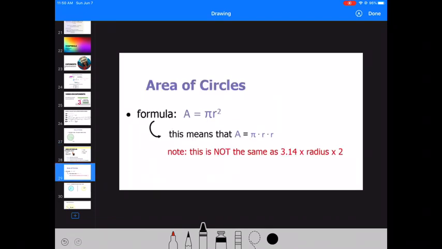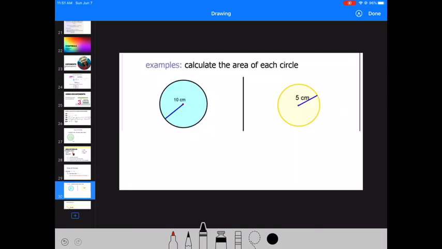So another way of looking at that formula is A equals pi, 3.14, times r times r. Okay, it's not the same as 3.14 times radius times 2. This is wrong. No, that's not how you do it. This is what it actually means. Okay, let's look at a couple examples.